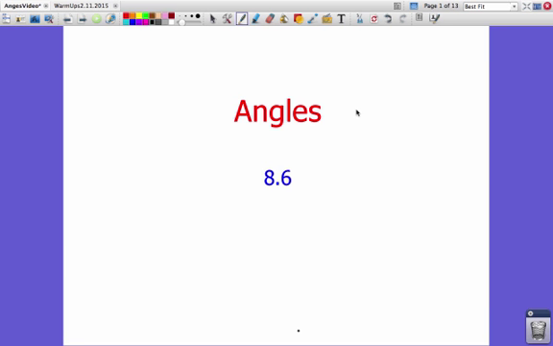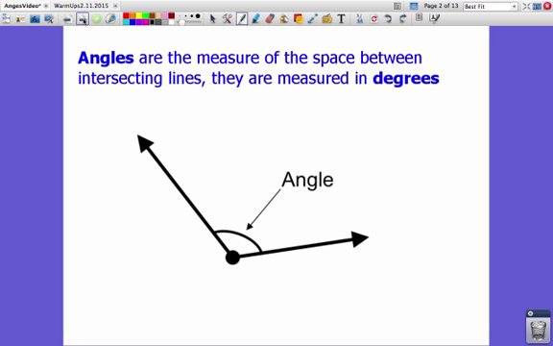In this video, we are going to be discussing angles. So, what is an angle? An angle is just the measure of the space between two intersecting lines, and angles are measured in degrees.